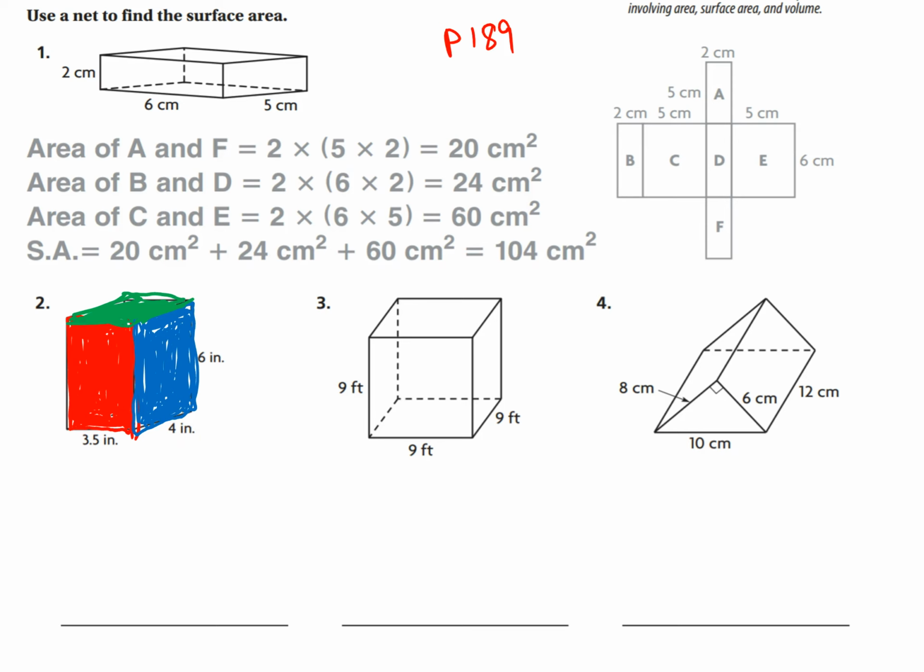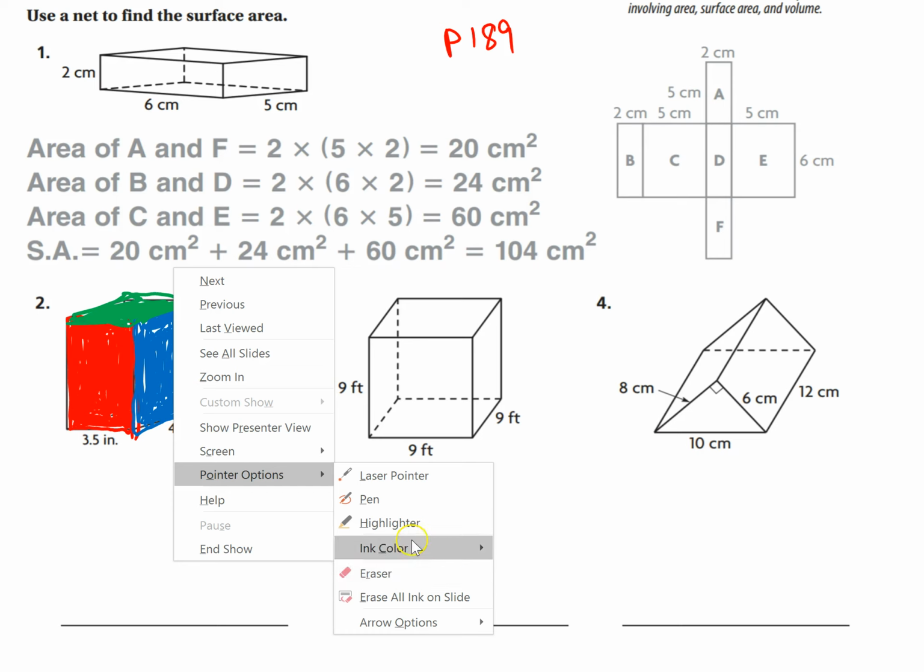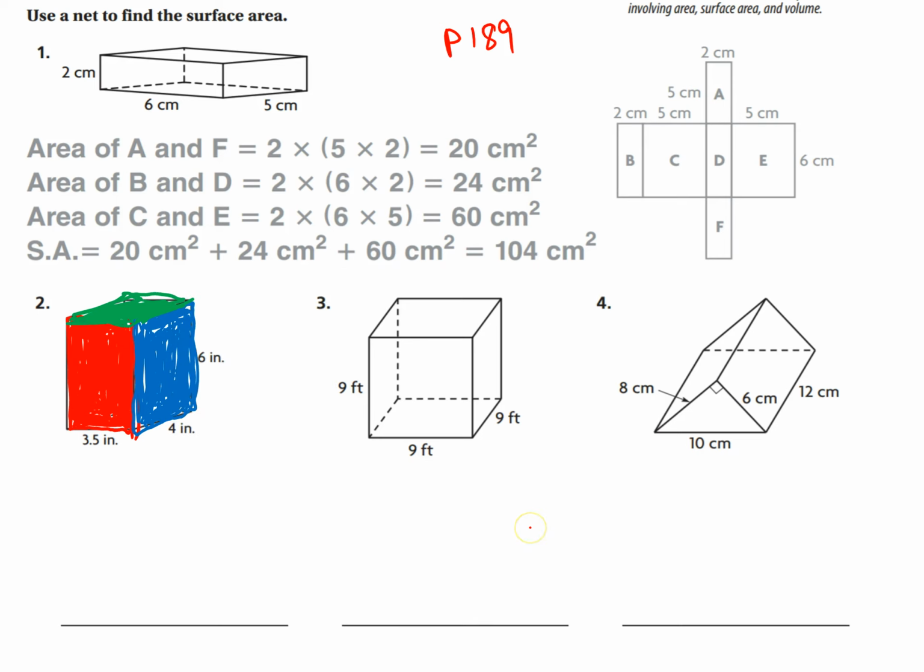Okay. All right, let's look at number 3. Now number 3 is a little easier because it is a cube. All the sides are the same length. So we find the area of one side, and we have instantly found the area of all the sides. So 9 by 9, that's 81. There's 6 sides. This is going to be your final answer. That one's nice and easy.